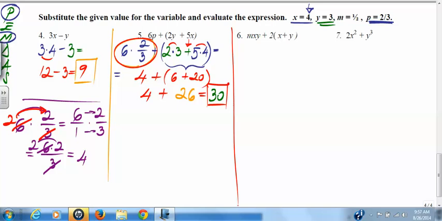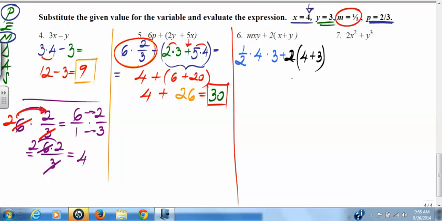Moving on, problem number 6. m x y. M is 1/2. Okay, so I have 1/2 times x. X is 4. Times y. Y is 3. Plus, next part, 2 times, my computer here is frozen, hold on, 2 times x plus y. X is 4 plus y is 3.